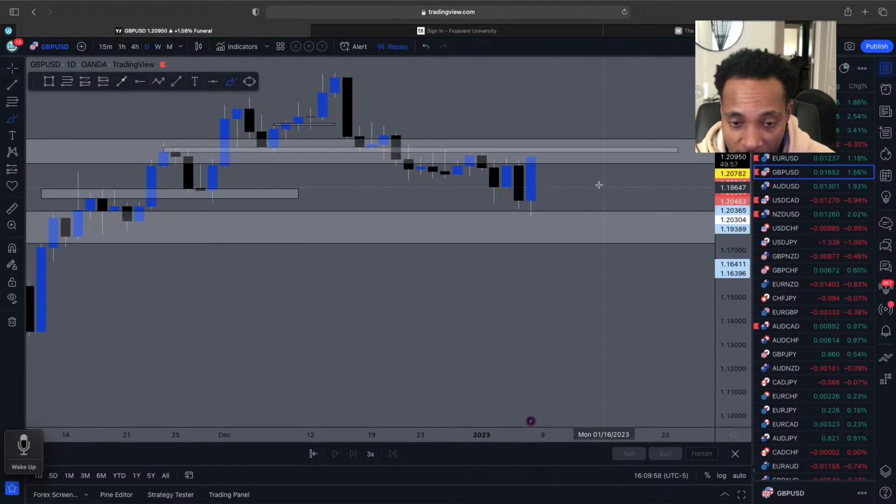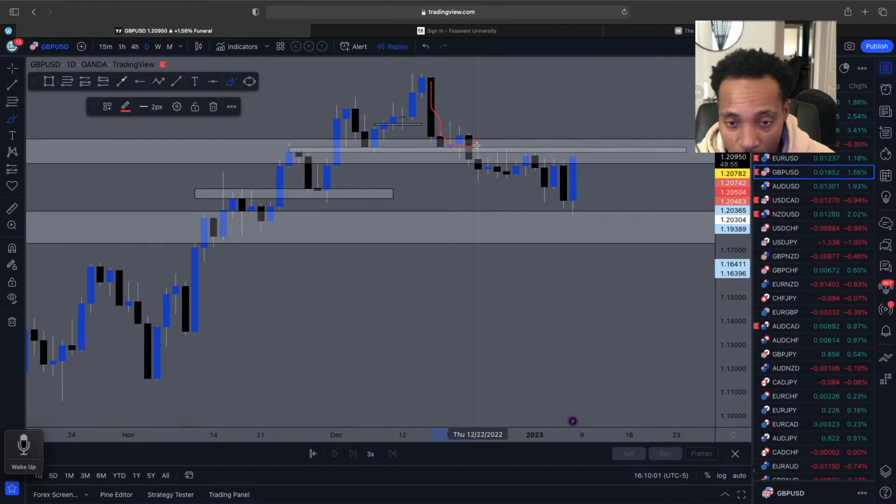Then if we do drop down to the daily time frame, you can see some of the same things we saw in EUR/USD, slow deceleration. And then today we started to get the push to the upside with NFP.